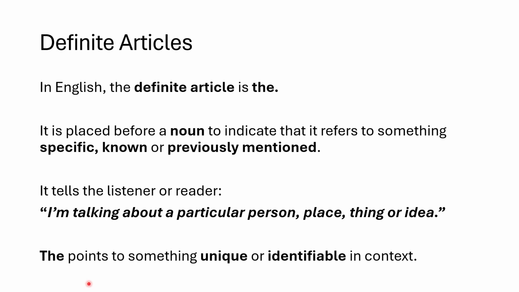In English, the definite article is the. It is placed before a noun to indicate that it refers to something specific, known, or previously mentioned. It tells the listener or reader, I'm talking about a particular person, place, thing, or idea. The points to something unique or identifiable in context.